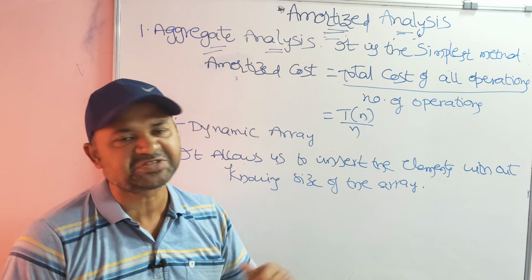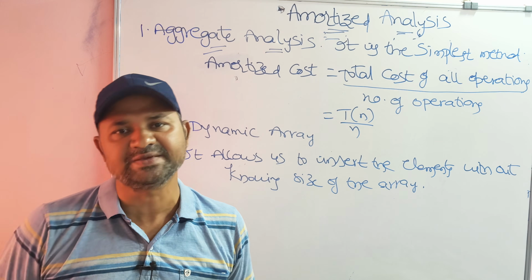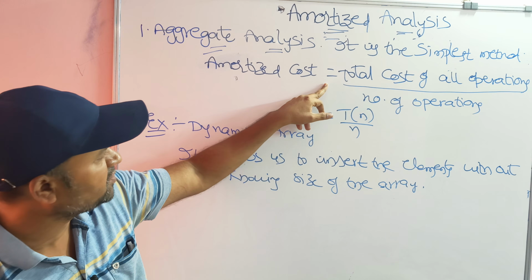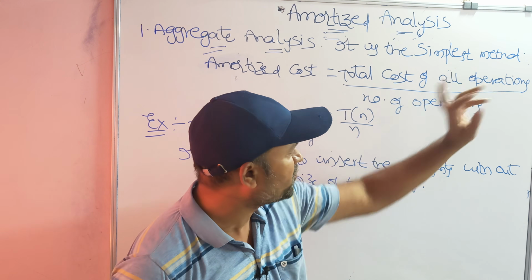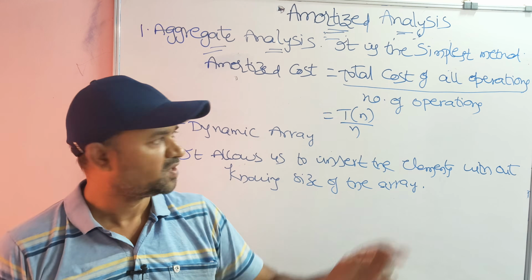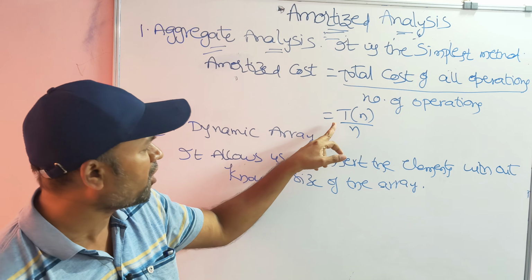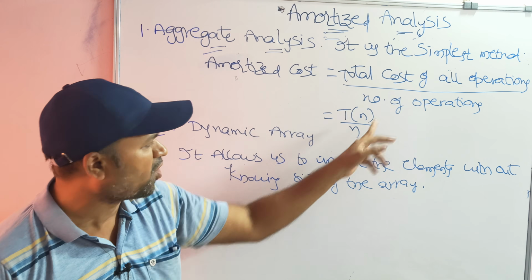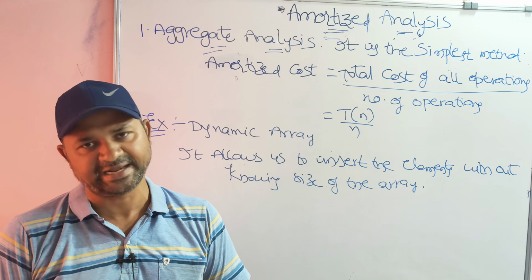Now let's see the first technique, that is aggregate analysis. It is the simplest method out of all three methods. Here the formula is: amortized cost equals total cost of all the operations divided by number of operations. Total cost of all the operations is denoted by T(n), whereas number of operations is denoted by n.